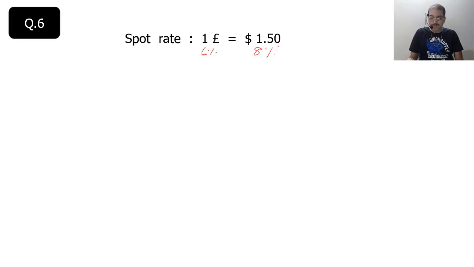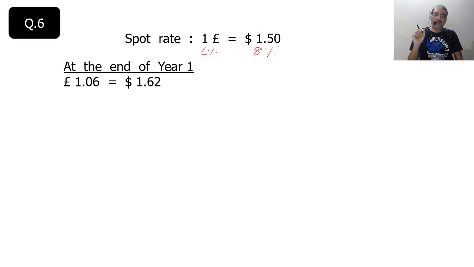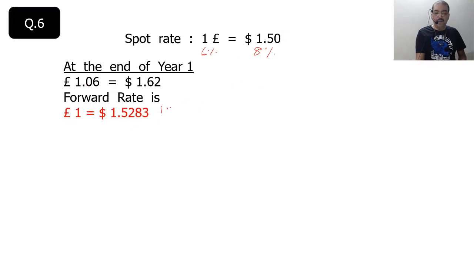Okay. So at the end of 1 year, what is going to happen? 1 plus 6% will give you 1.06. 1.50 plus 8% is 1.62. But rates are never given as 1.06 pound is equal to $1.62. £1 is equal to how much? So divide 1.62 by 1.06. How did I get this? 1.62 divided by 1.06. So 1 pound is equal to $1.5283.